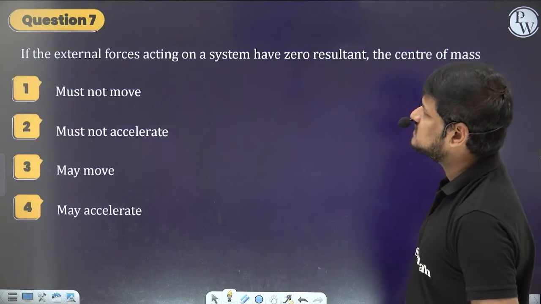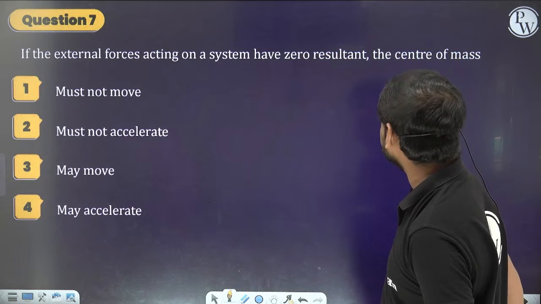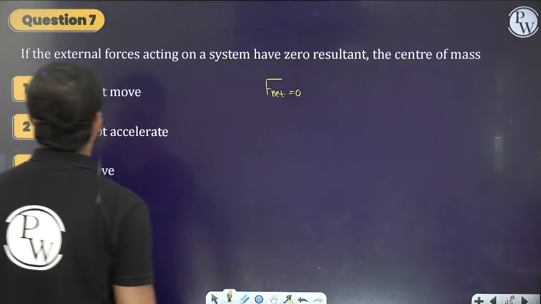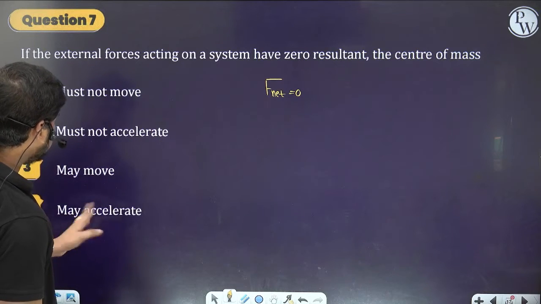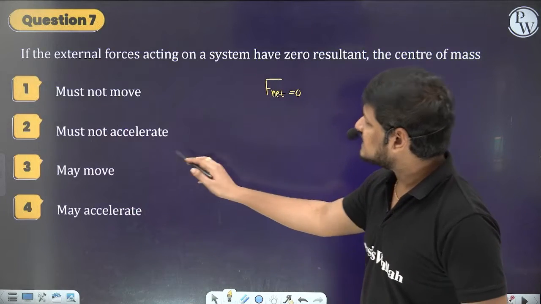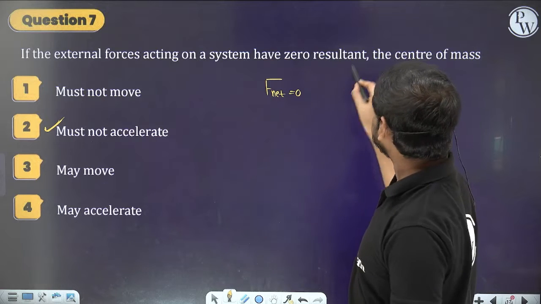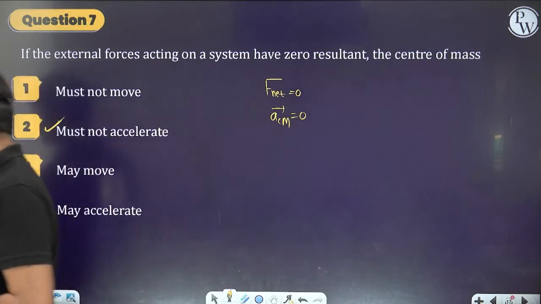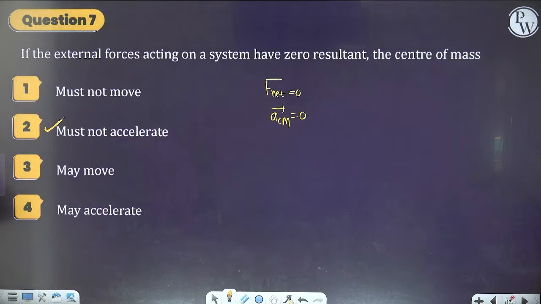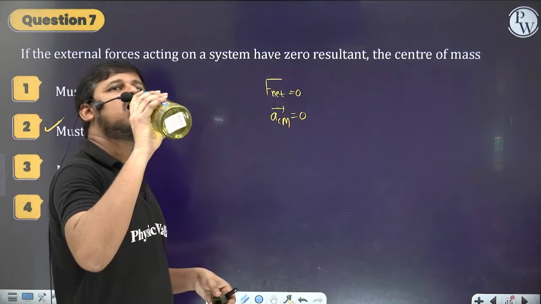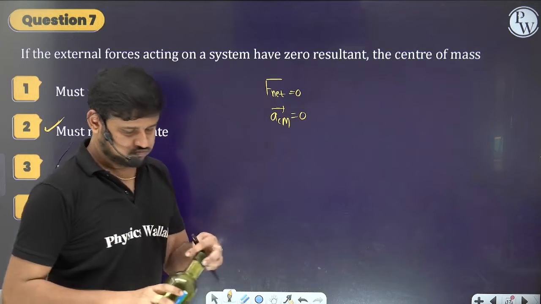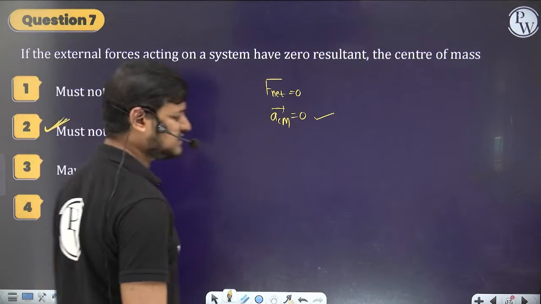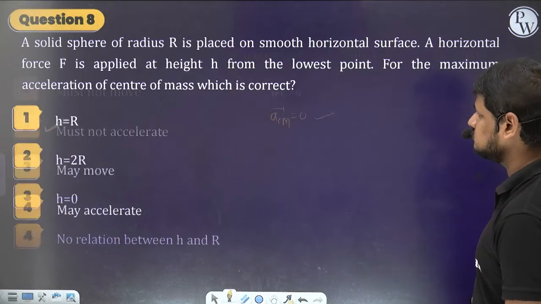So let's take the seventh question. What does the question say? If the external forces acting on the system is 0, so F net acting on the system is 0, then the center of mass must not move, must not accelerate, or may move, may accelerate. So it must not accelerate, right? Its acceleration of the center of mass should be 0. So then the A_CM should be 0. Yes or no? Sorry guys, just a minute. Its acceleration must be equal to 0. So that means it must not accelerate. Done. Clear? Chalo. Let's go for the next question.